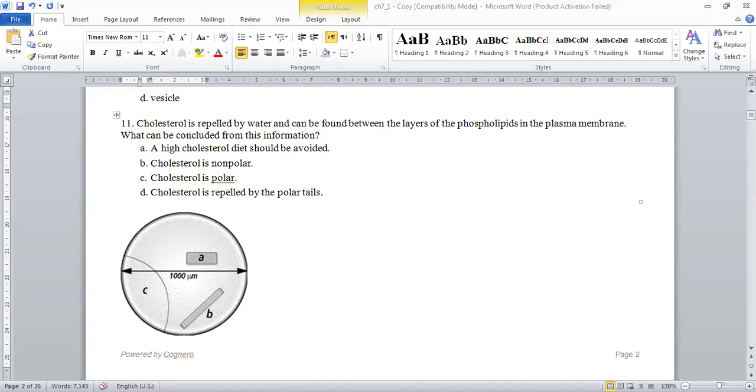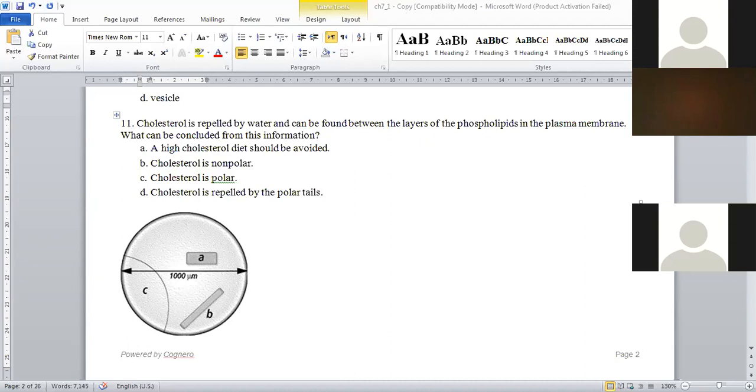C, mister. Which one? C? Cholesterol is non-polar. Cholesterol is non-polar. The answer is B. 11B. The answer is B. Okay.